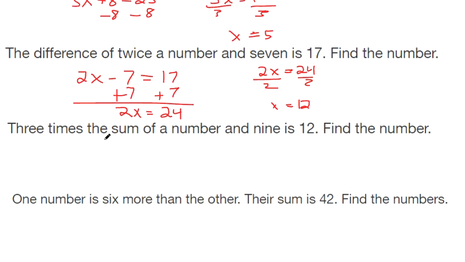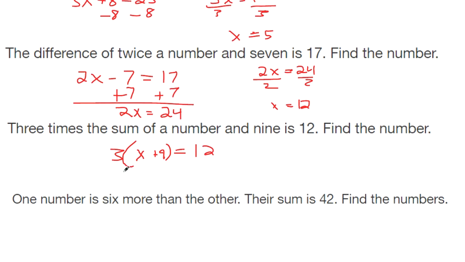3 times the sum. Now this one is a little tricky. If you see 3 times the sum, it means you need to multiply 3 to whatever the sum ends up being. So you've got to put a parentheses in here. We don't know what the sum of a number and 9 is yet. Okay? So we're multiplying 3 times whatever that sum of a number and 9 is. So this is 3 times the sum of a number and 9. The word is equals. I just said that backwards.